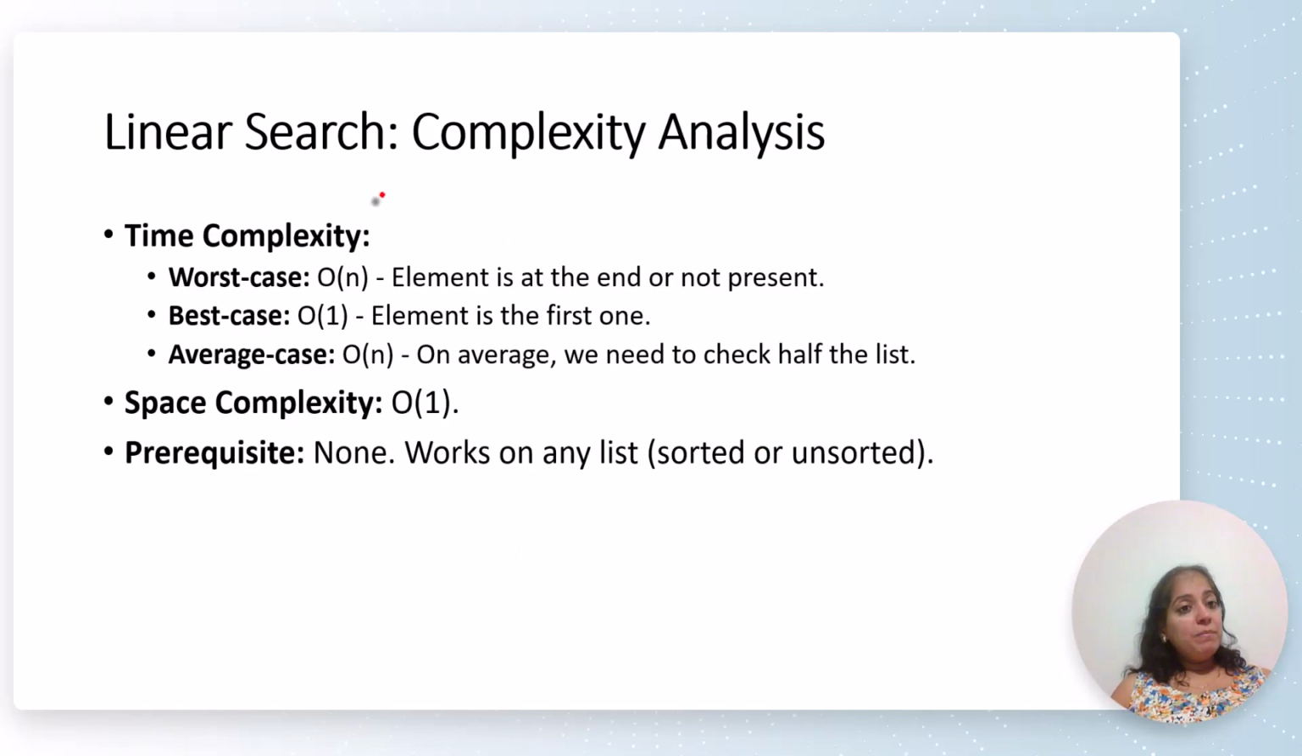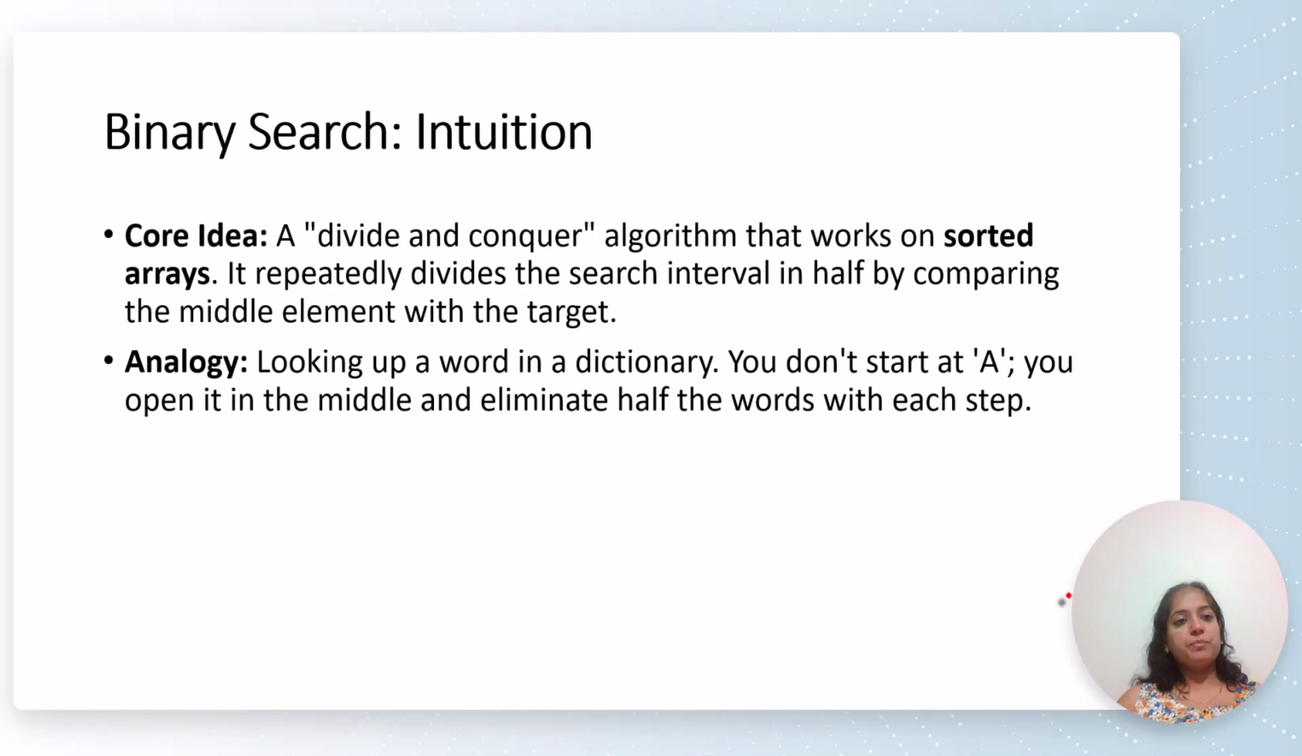So, the time complexity of linear search: worst case is big O of n, because you are going to search the whole array and still the element is not present or is present at the end of the array. Best case is big O of 1. Let's say the element which you want to find is the first element. So that is the best case. Average case is again big O of n. Space complexity is big O of 1, as it does not require any additional memory space. There are no prerequisites to execute this algorithm. It works for any list.